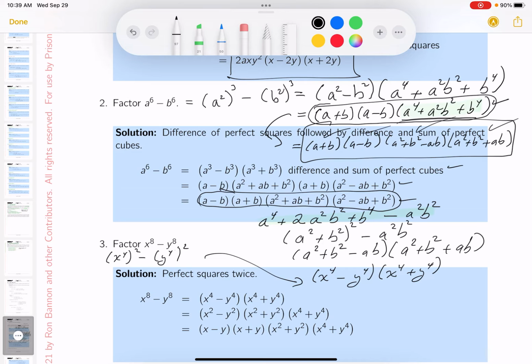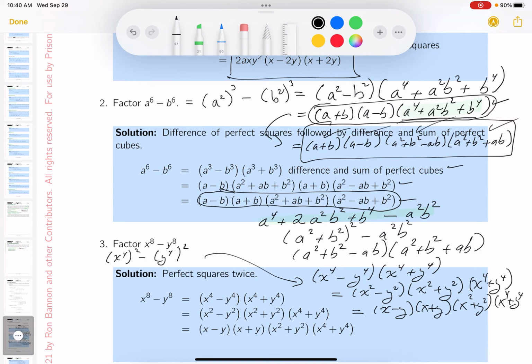And I'm looking at the x^4 minus y^4, and that's also a difference of perfect squares. And again, I'm getting a little better at this. I'm going to say this is x squared minus y squared times x squared plus y squared. And then there's x^4 plus y^4. What do you get over here? Let's keep going. It's going to be a difference of perfect squares, x minus y, x plus y, times x squared plus y squared, and then x^4 plus y^4.